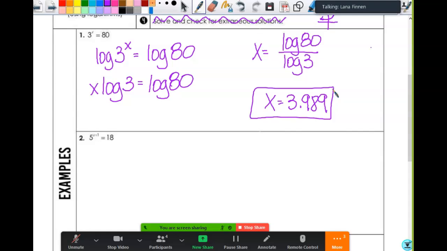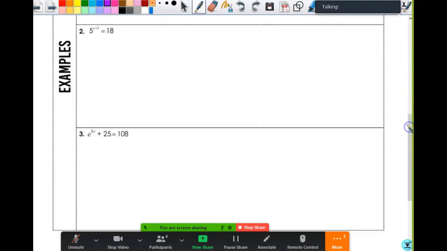If you're in AP Stats, it's actually the 10,000th. They use 4 decimal places. Why it's different, I don't know. I'm sure there's great reasons. All right, any questions on number 1? All righty, so let's look at number 2.